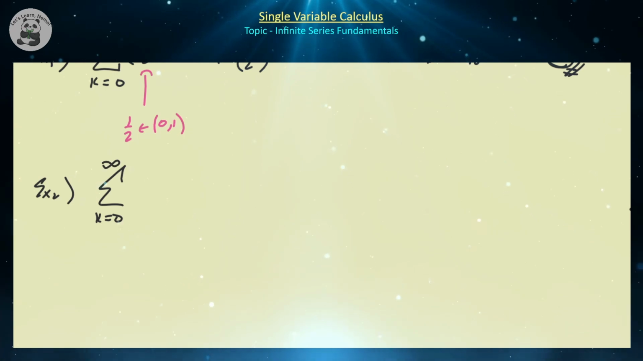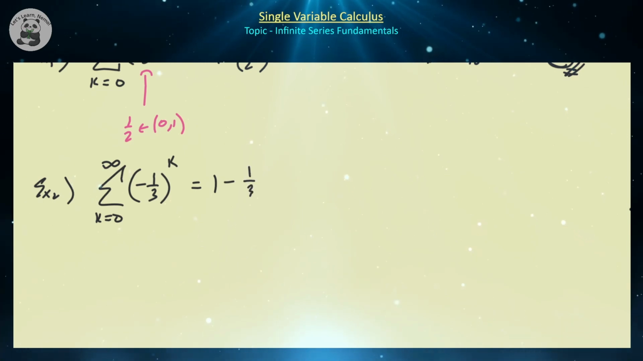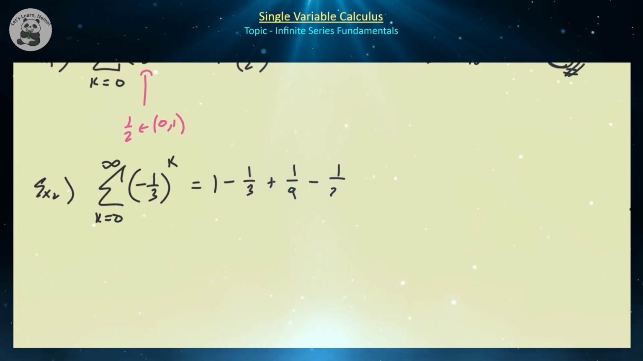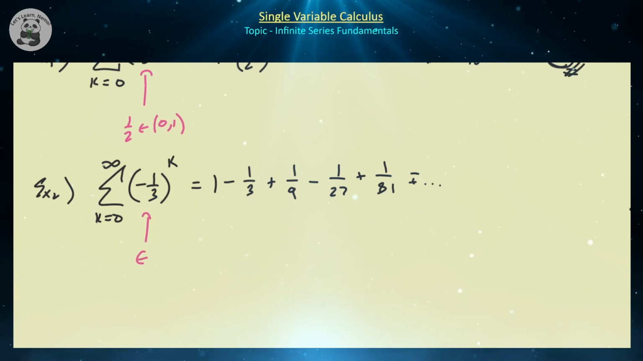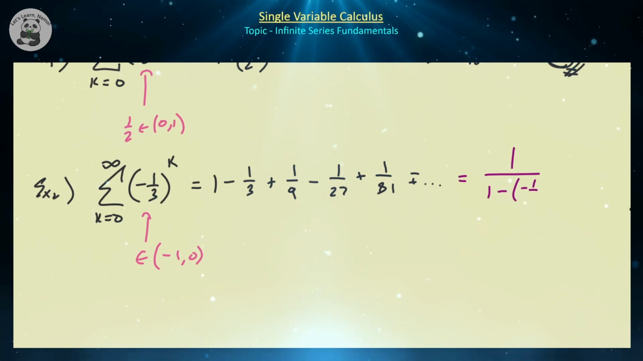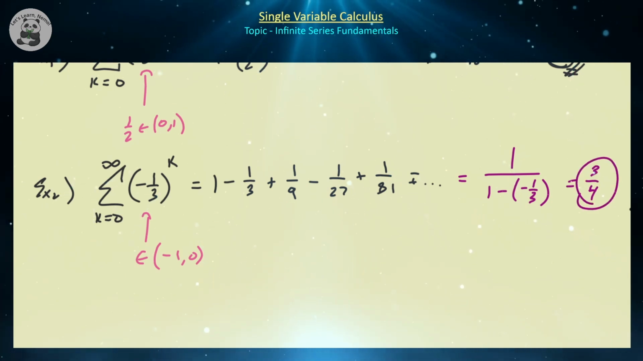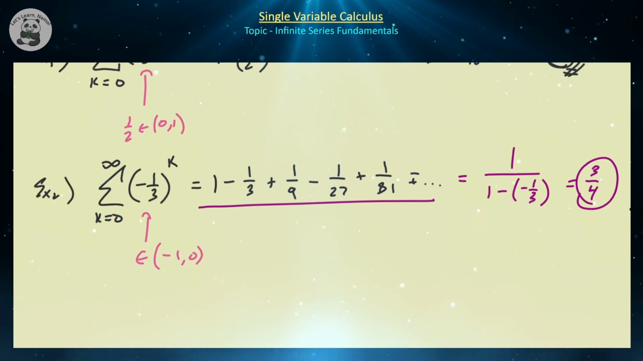Right? So if we look at another example, for example, the sum from k equals 0 to infinity of (-1/3) to the power of k, which is just going to be 1 minus 1/3 plus 1/9 minus 1/27 plus 1 over 81 minus, plus, and so on. Again, this number is in between -1 and 0, hence this geometric series converges. And it's going to converge to 1 over 1 minus (-1/3), which is just going to be 1 over 1 plus 1/3, which is 1 over 4/3, which we know is just going to be equal to 3/4.